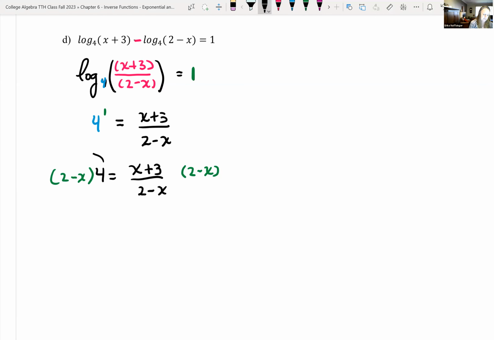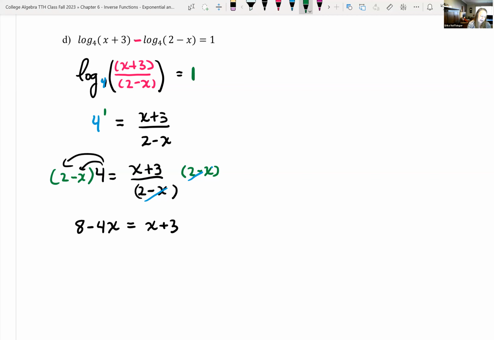So distributing our 4. Now 4 times 2 is 8, minus 4 times x, so 4x, is equal to our 2. Minus x's cancel, and this is equal to x plus 3. So looking at this, this is a linear equation, so I know I want the terms with x on one side and the terms without x on the other side of the equation.